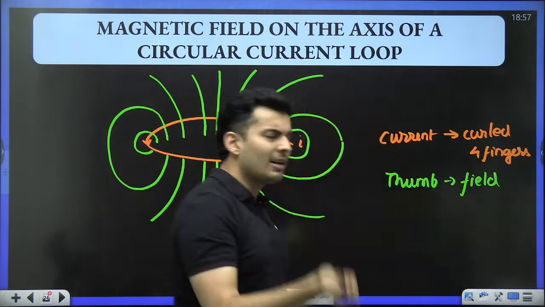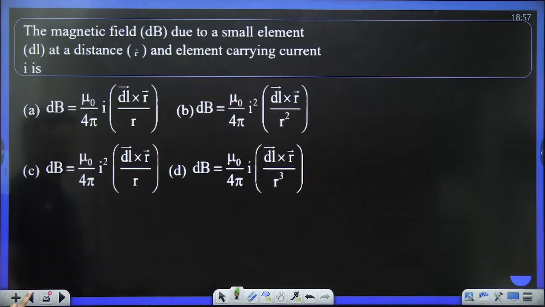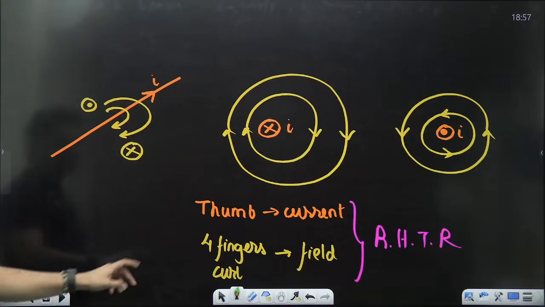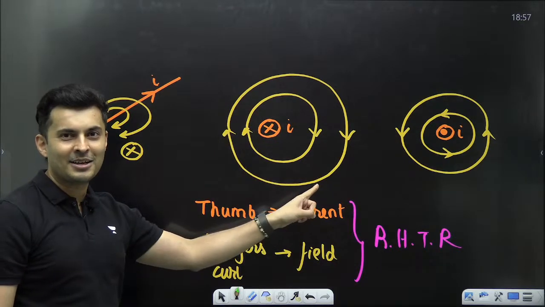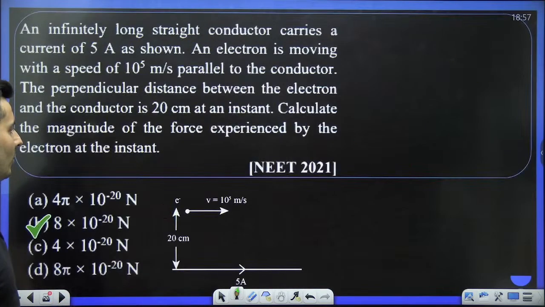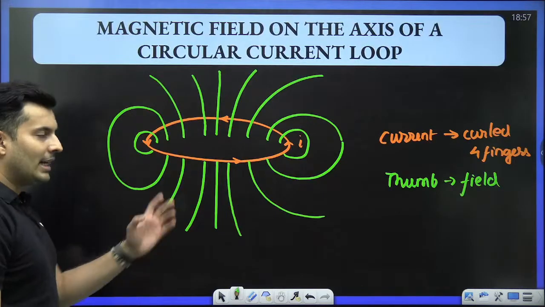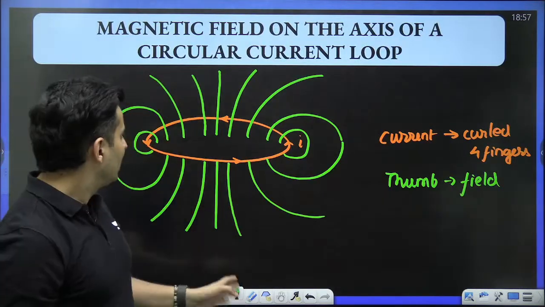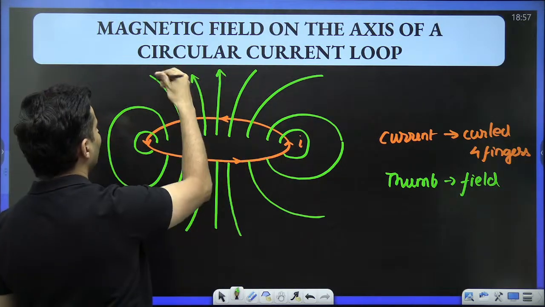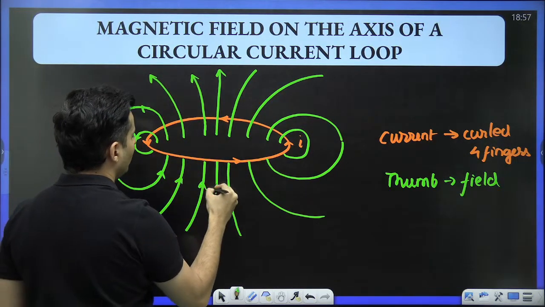It is exactly opposite for a straight wire. If you remember, I just told you, for a straight wire, the thumb was the current in case of a straight wire, not the field, and the curled fingers were the field. So it is exactly opposite over here. Okay, so that is number one thing that you should know. Now this is basically the axis. So this is how the field will look like, because the thumb will go outwards. So this is how the magnetic field lines must look.